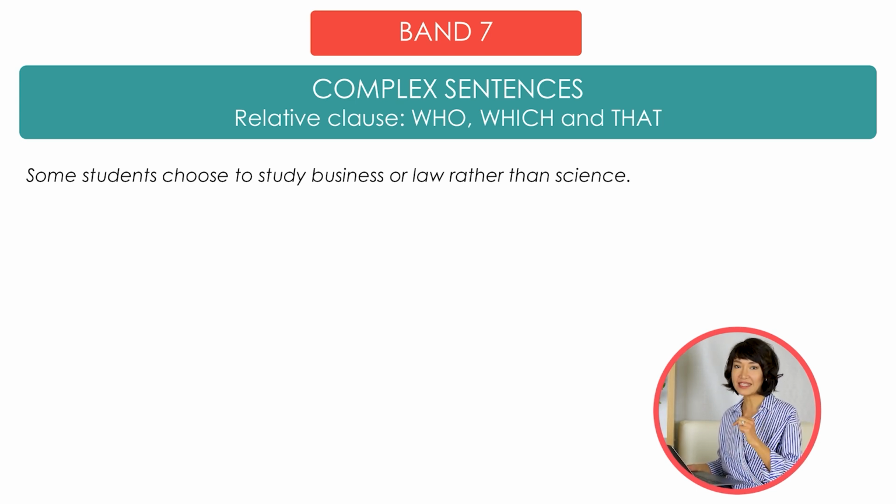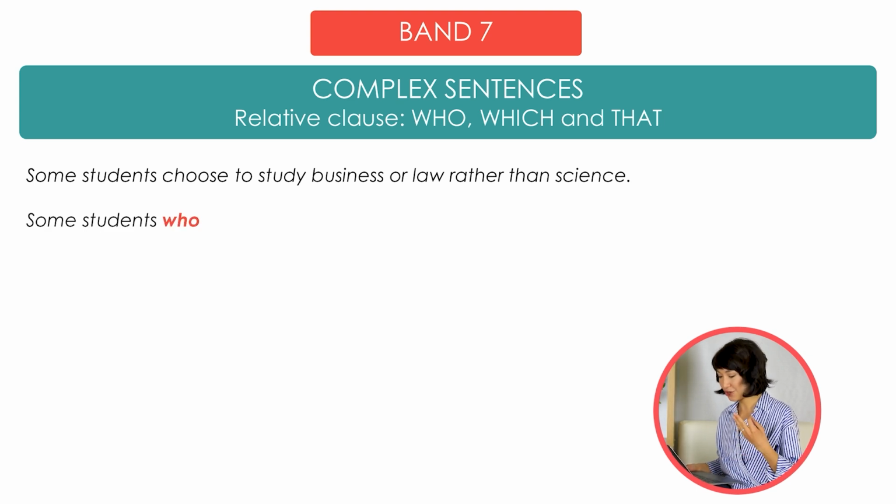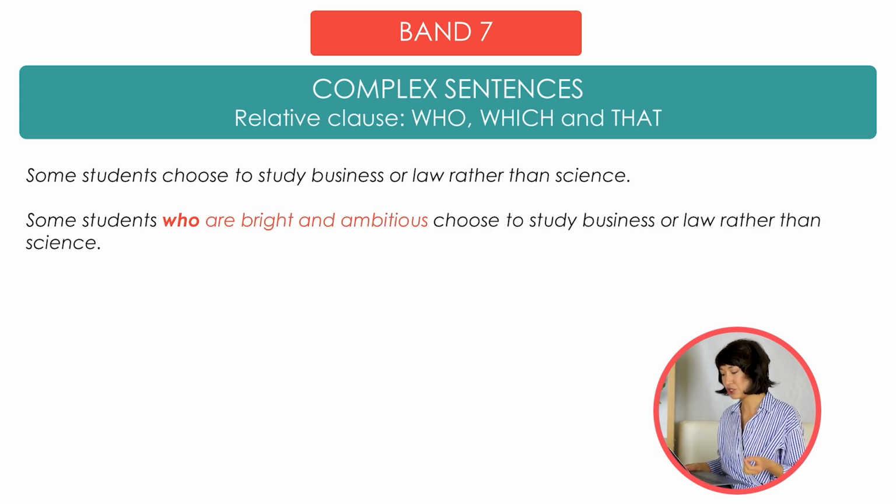So let's add some information about students. Some students who... What could you add here? Please write your sentence and post it in the comments. I wrote, some students who are bright and ambitious choose to study business or law rather than science. So when we talk about people, we use who. When we talk about objects, we use which or that.